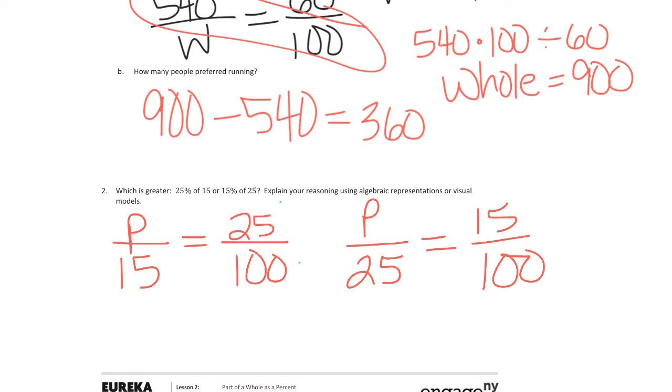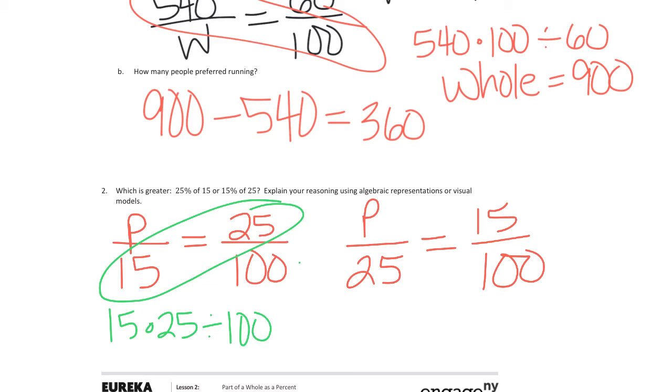So we multiply the two numbers that are diagonal and divide by the one we haven't used yet. So 15 times 25 divided by 100. So we use our calculator. 15 times 25 divided by 100, and we get 3 75/100.